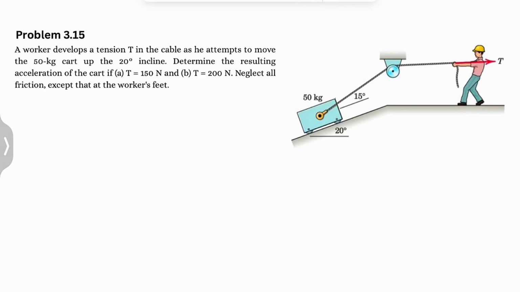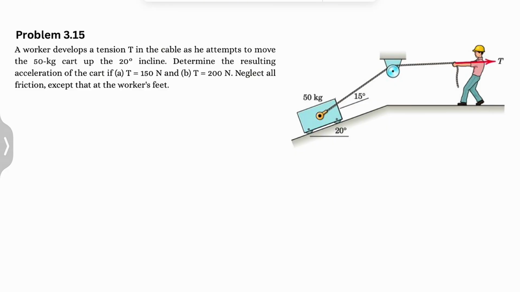Alright guys, welcome back. We have another question from the third chapter of Dynamics by Meriam, and we have this worker that develops a tension T in the cable as he attempts to move the 50 kilogram cart up the 20 degrees incline. We need to determine the resultant acceleration of the cart in two different conditions. First, the tension in the cable is 150 Newton, and the second condition, the tension is 200 Newtons.